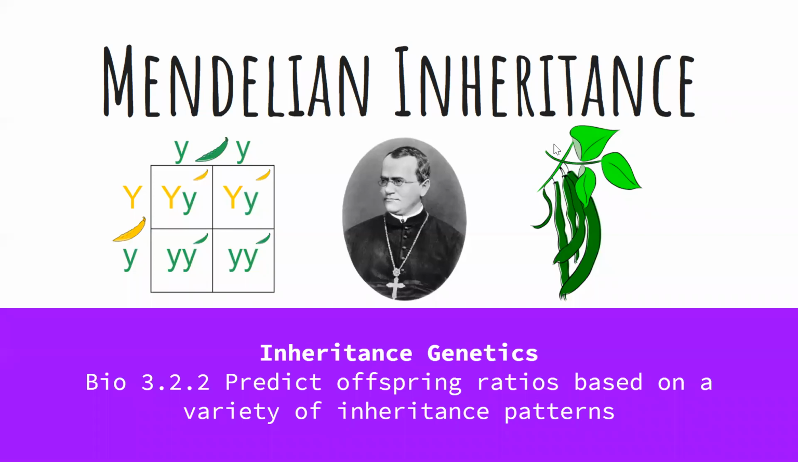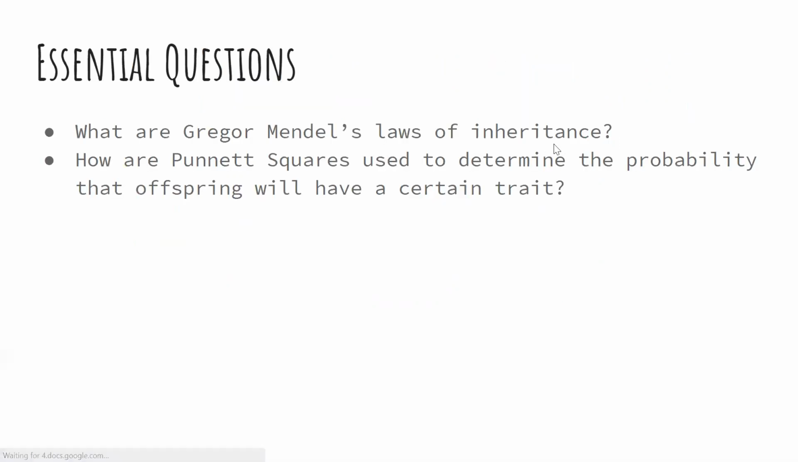So, welcome to Unit 5, Inheritance Genetics. In this first lesson, we're going to talk about how offspring can be predicted based off of inheritance patterns, based off of their parents' genotypes and phenotypes. The essential questions you'll be able to answer after this lesson are, what are Gregor Mendel's laws of inheritance? And how are Punnett squares used to determine the probability of offspring having a certain trait?